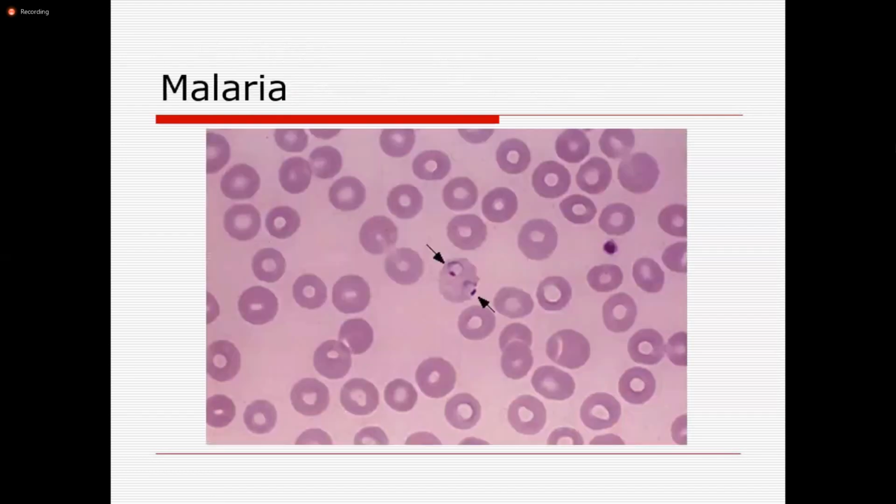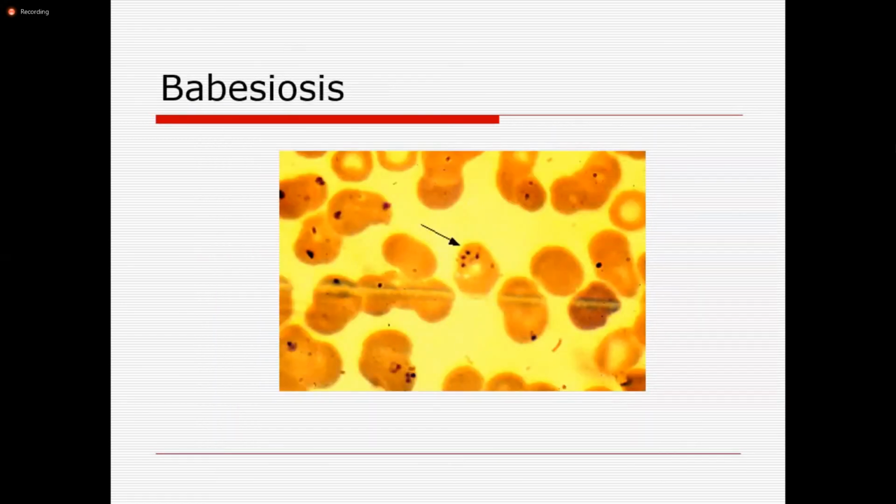Next, please. Malaria. Apart from discrete red blood cell numbers, there is the presence of the malaria parasite within the red blood cell, which leads to destruction. Next, please. Babesiosis, again, intracellular parasite seen in the red blood cells. Next, please.